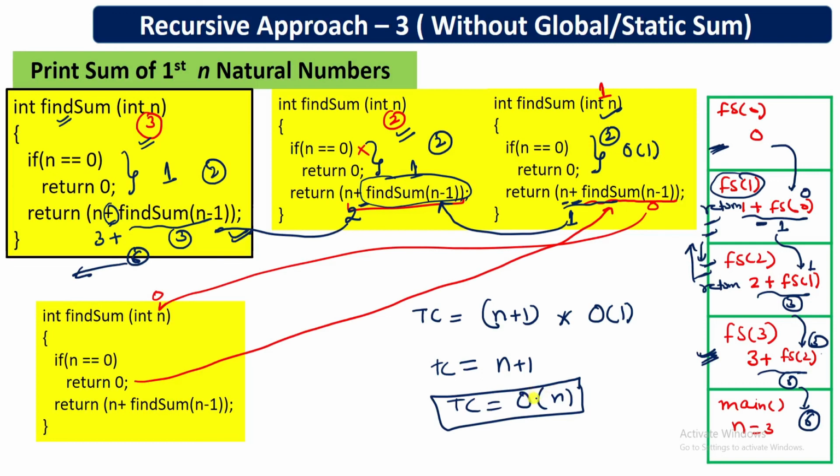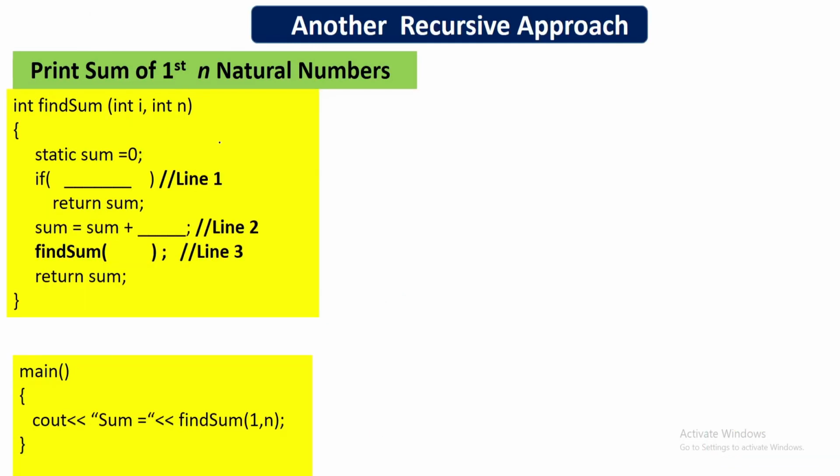Now to find the space complexity, we will take the help of the stack. How many maximum function calls are present on the stack? The total is n plus 1 function calls. So the space complexity will be order of n plus 1, and this is the same as order of n. So the space complexity is order of n. This space is taken by the recursion. So yeah, this was all about this video.